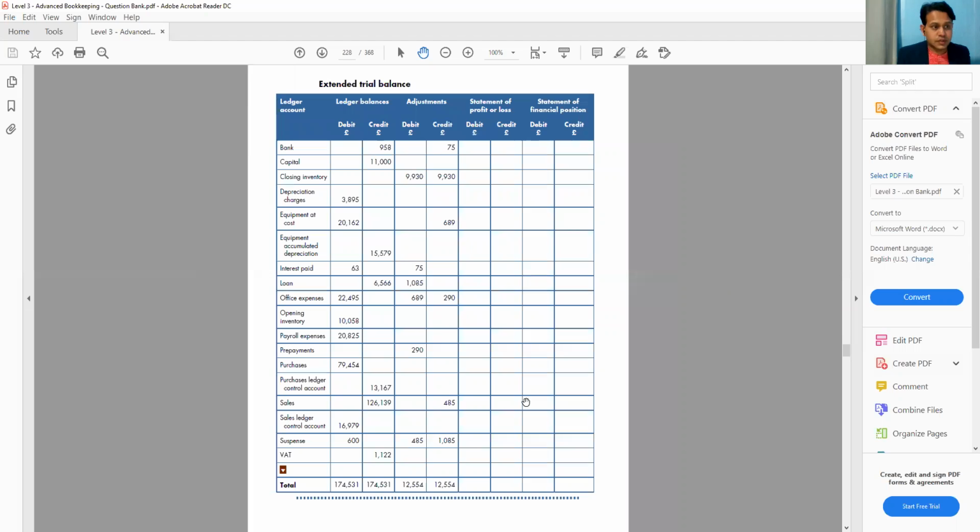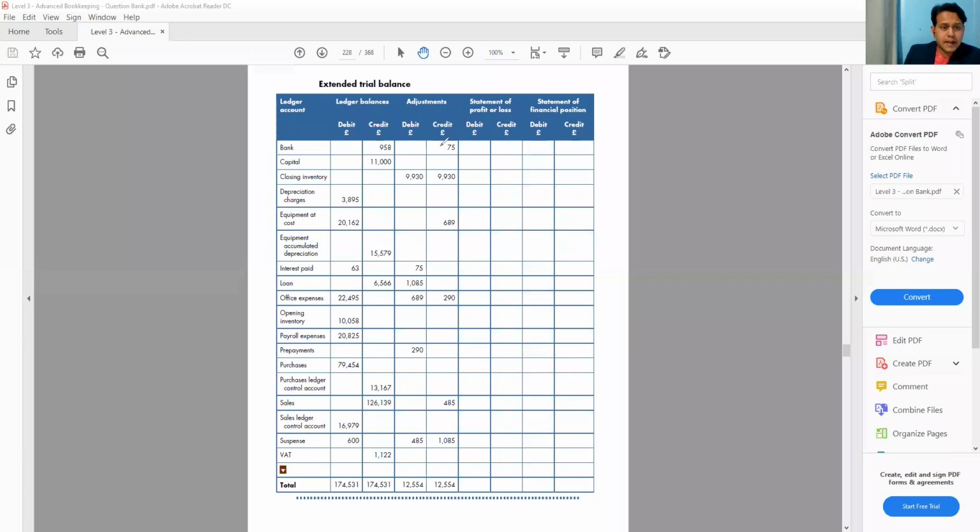All you need to do is say how much the amount is and where it is going. For example, for the bank, how much will the bank total be after the adjustment, and where shall it go? It shall go to the profit and loss account, or to the statement of financial position, and whether it is going to the debit side or the credit side. So let's do it together.